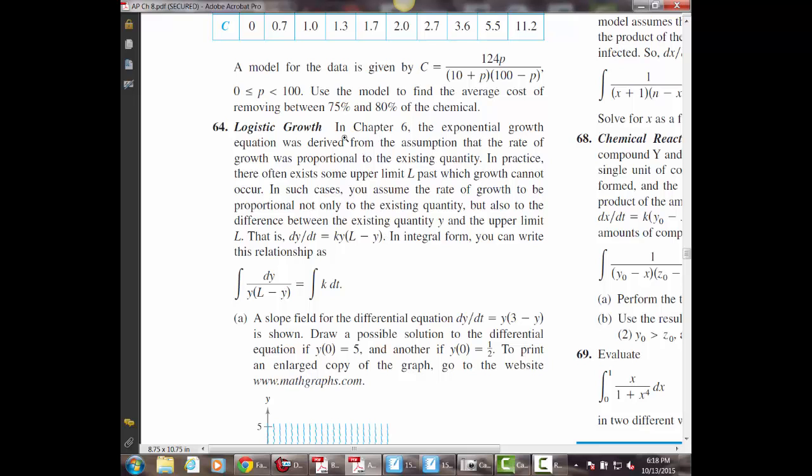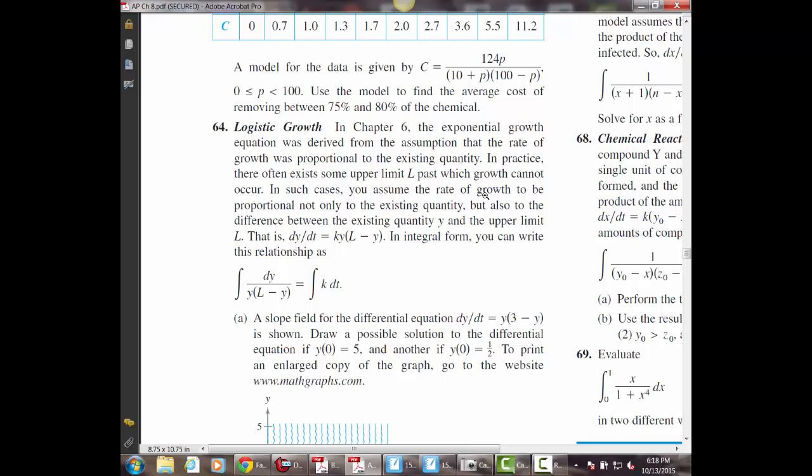In Chapter 6, the exponential growth equation was derived from the assumption that the rate of growth was proportional to the existing quantity. In practice, there often exists some upper limit L past which growth cannot occur. For example, if you have a school and there's 1,000 people there, you can't have 2,000 of those people getting the flu. The maximum number of people at that school who can get the flu would be that upper limit.